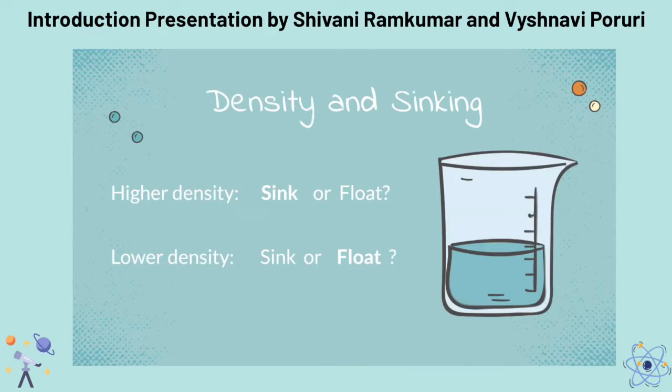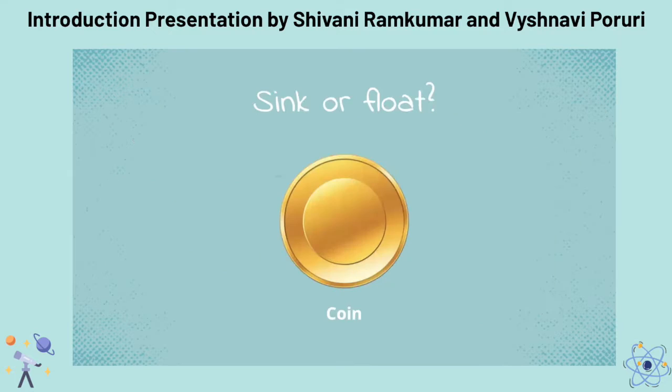Let's answer the questions now. What happens when an object with higher density is put into a fluid? It will sink. What happens when an object with lower density is put into a fluid? It will float. So now we are going to do a couple of practice questions. See if you can figure out the answers before I tell you what they are.